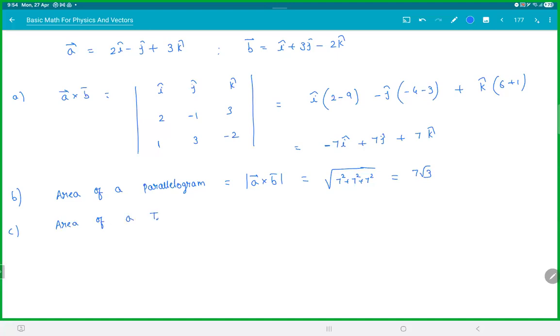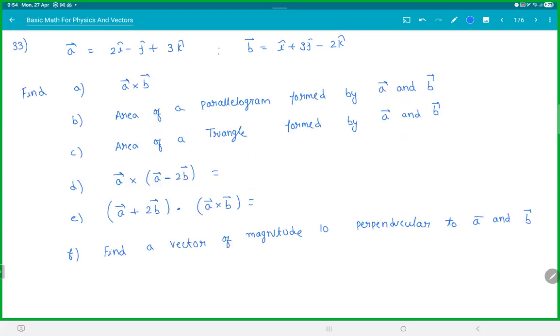What is the area of a triangle? Half of this. Which is 7 root 3 by 2. I hope everyone got till here. ABC are like this. Can you do the remaining 3? Give it a try. I'll give another 2 minutes.